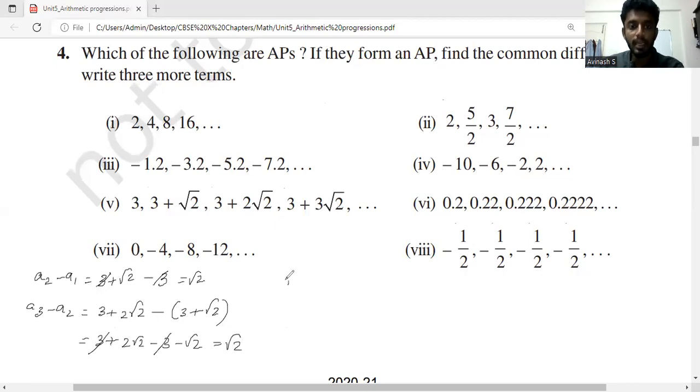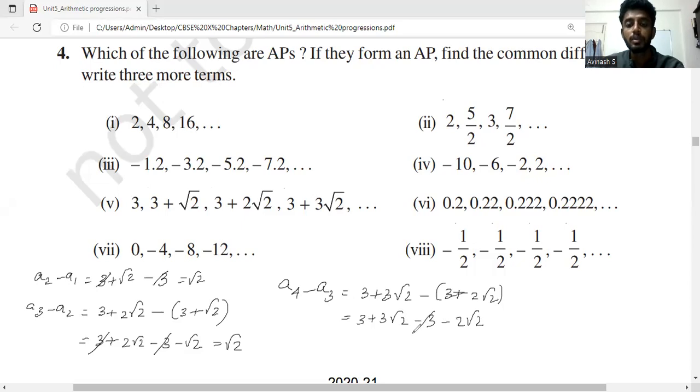Likewise, we do for fourth term and third term also. Fourth term is 3 plus 3 root 2. We have to keep going till the end. Minus third term is 3 plus 2 root 2. Again, we should remove this bracket. So you get 3 plus 3 root 2 minus 3 minus 2 root 2. So 3 and minus 3 will get cancelled. And then you get 3 root 2 minus 2 root 2, which is 1 root 2. So you get root 2, and root 2.